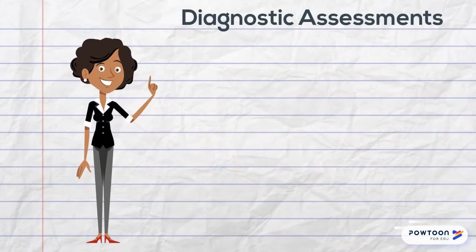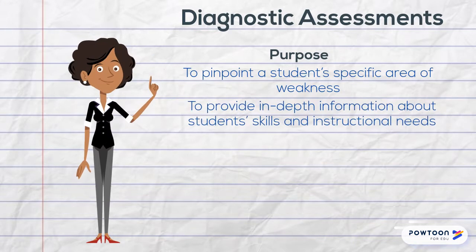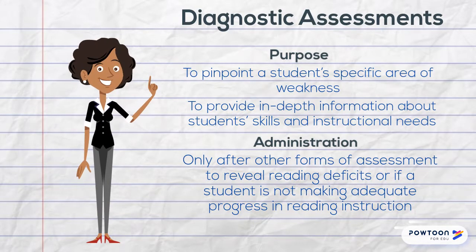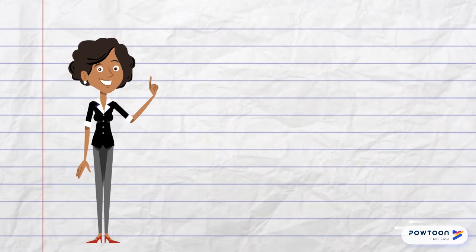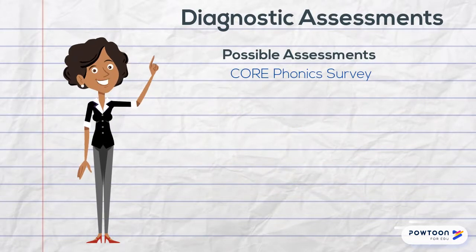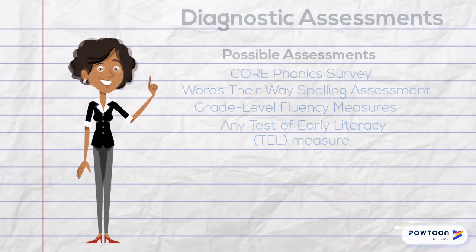The purpose of diagnostic assessments are to pinpoint a student's specific area of weakness and to provide in-depth information about student skills and instructional needs. They are administered after screening measures to reveal reading deficits or if a student is not making adequate progress in reading instruction. Some diagnostic assessments include the Core Phonics Survey, Words Their Way Spelling Assessment, grade level fluency measures, and really any test that tests early literacy.